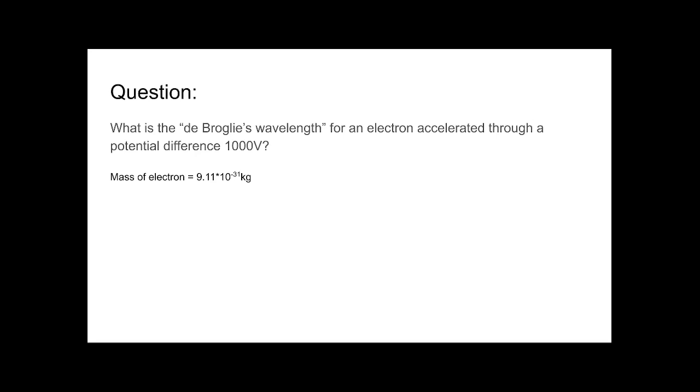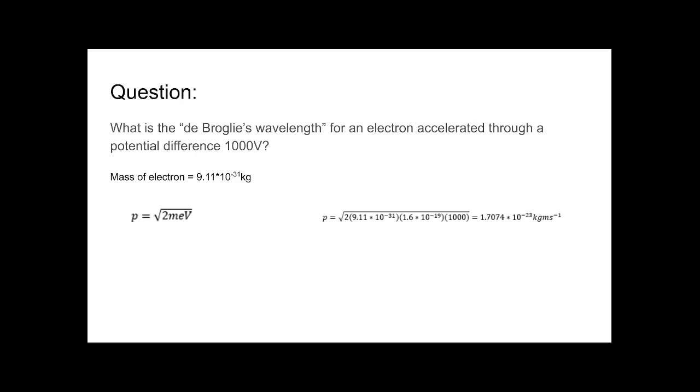Alright, so we can just use the equation that we just derived, so that's the momentum equals the square root of 2m times the charge on the electron times the potential. By plugging in these numbers, we'll find that momentum equals 1.7074 times 10 to the power of negative 23 kilograms meters per second.